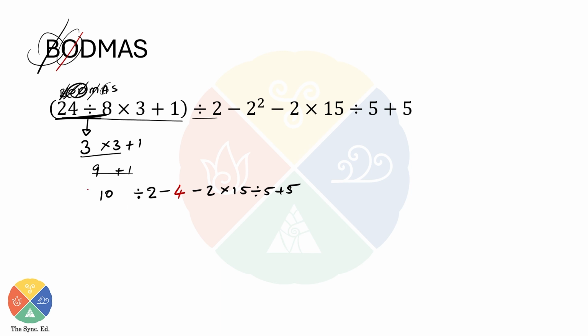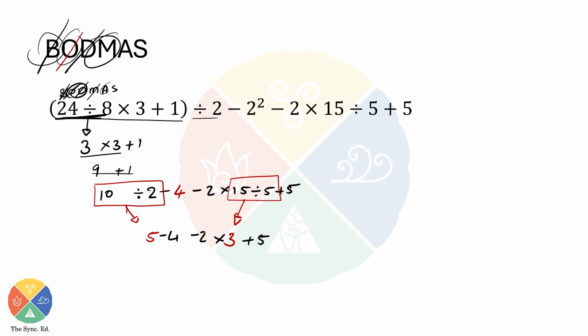Now let's look for division. We have a division here. We do have another division over here. If you do the divisions, you are going to get 10 divided by 2, what is that? 5. 15 divided by 5 will give you 3. Copy paste everything else. Minus 4 minus 2 into 3 plus 5. All the divisions are done.